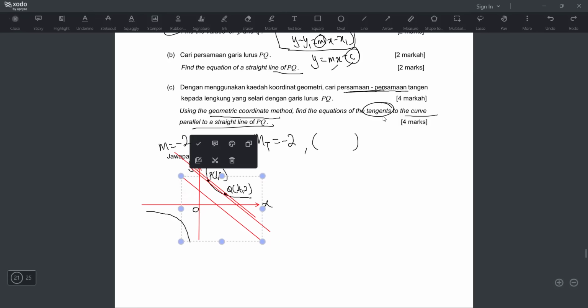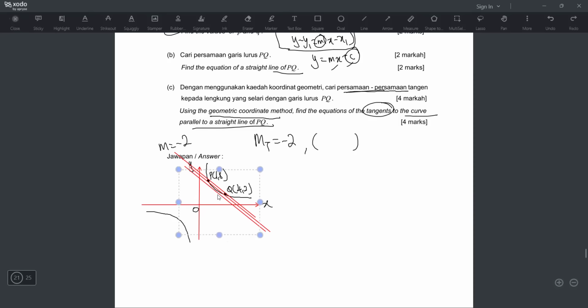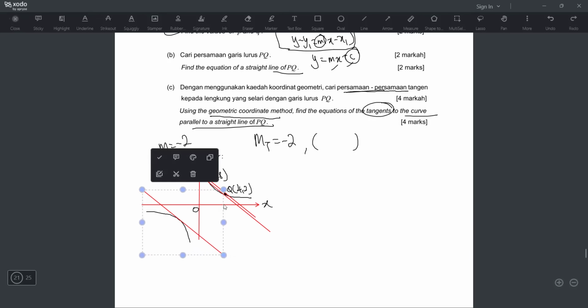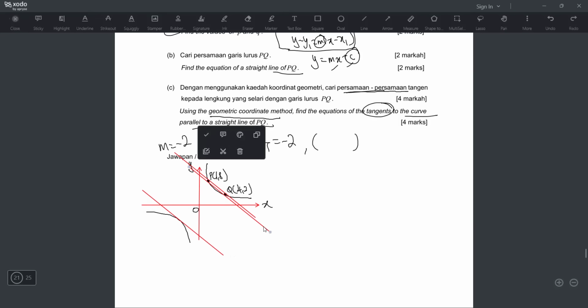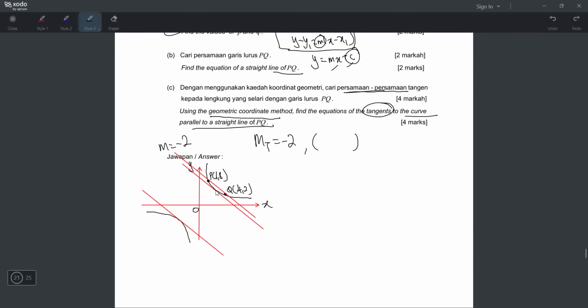Equation of tangent. Tangent means it can only touch the curve at one point, right? So that means it has to be here, or it can be here also, right? Yeah, touches here at one point. Oh, that's why they say equations, two equations. Yeah, one line here because it touches the curve at one point, right?